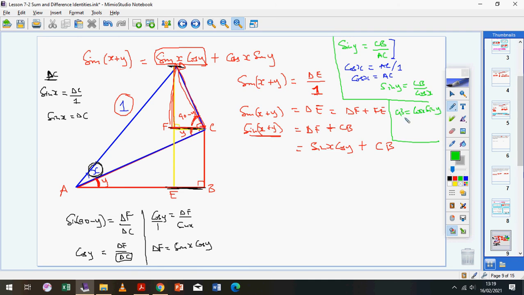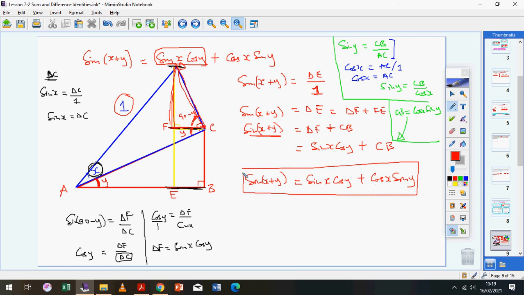So I'm going to replace, instead of CB, I'll just sub in what I got. So initially I had sine x cosine y plus CB, which is cosine x times the sine of y. This is sine of x plus y. So that's the proof for this sum identity for sines. Sorry, not double angle. We'll talk about double angles in a bit. So that's the proof for the sine identity, the sum for the sine.